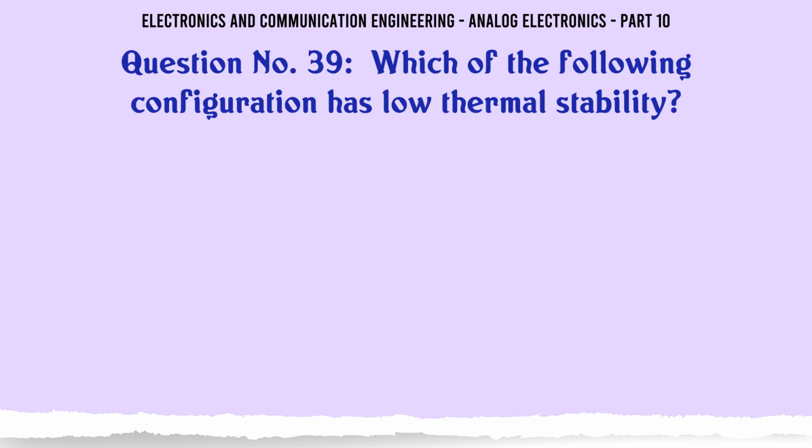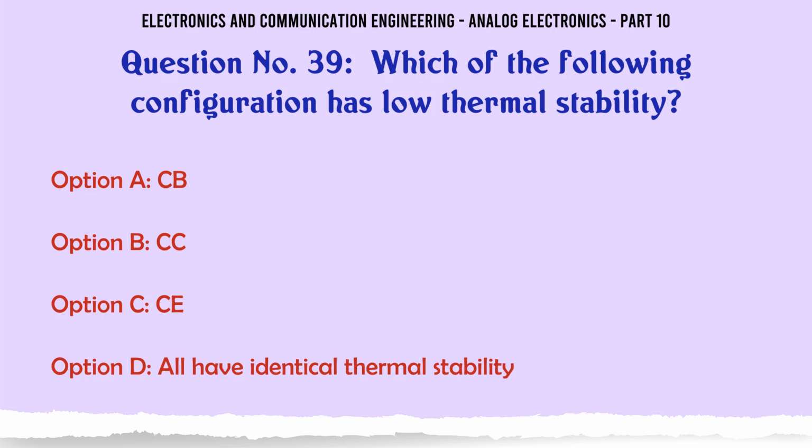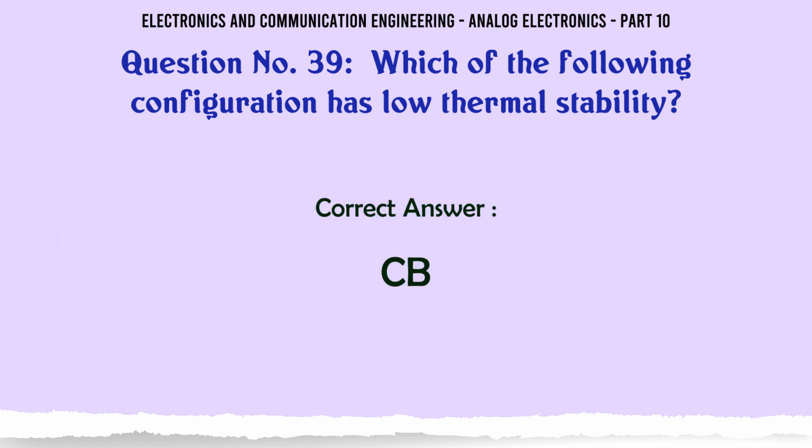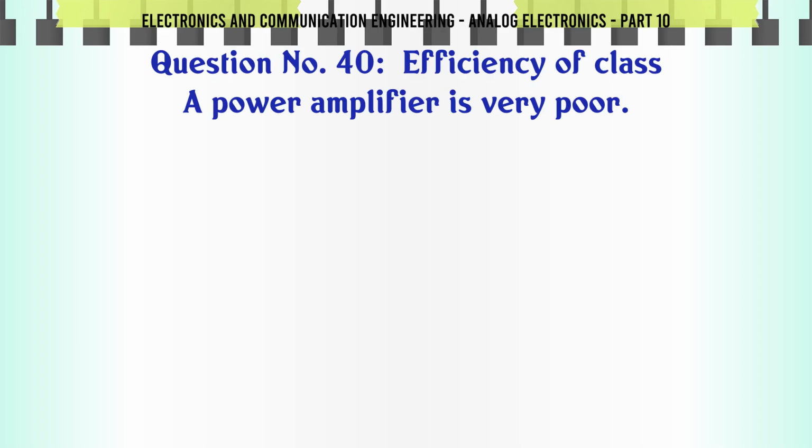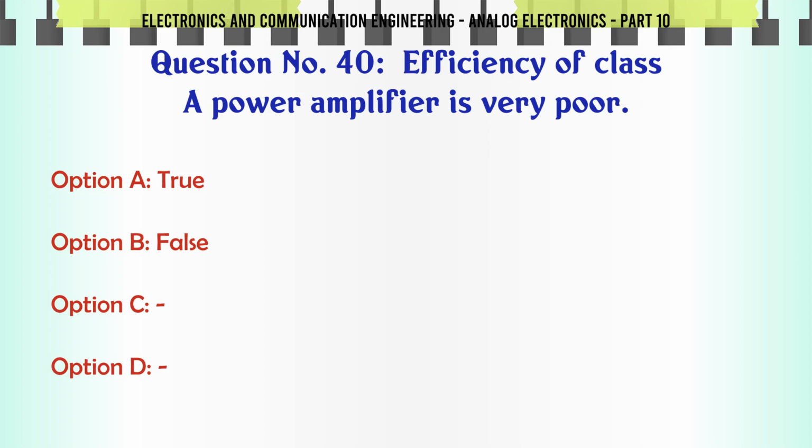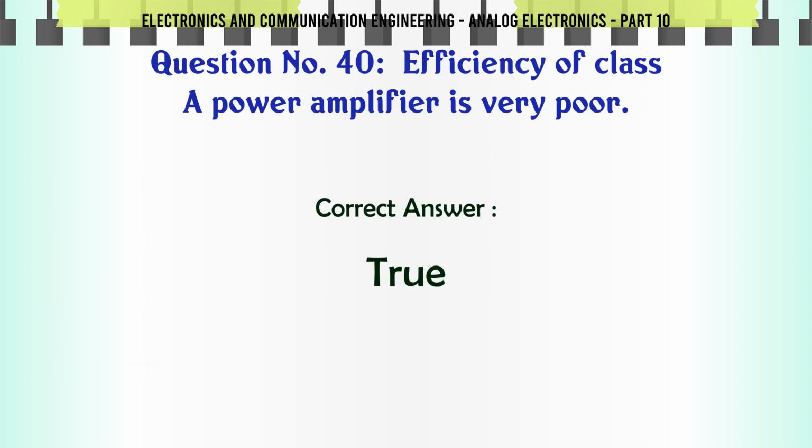Which of the following configurations has low thermal stability? A. CB, B. CC, C. CE, D. all have identical thermal stability. The correct answer is CB. Efficiency of class A power amplifier is very poor. A. true, B. false. The correct answer is true.